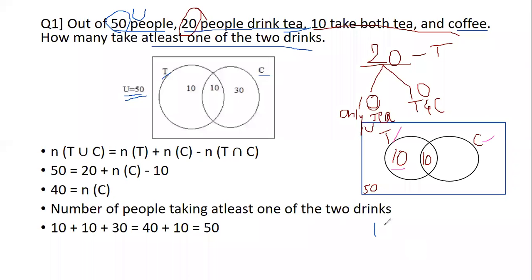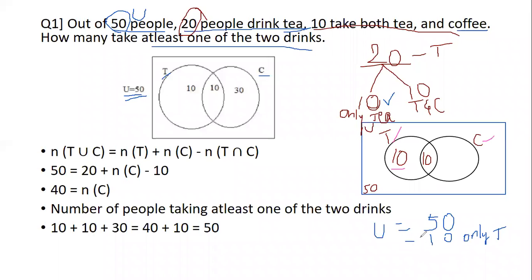Okay, universal set is 50. Bindu, it is 50, not 59. We have 50. Out of this 50, only tea drinkers are 10. Okay, so I will minus the 10. Only tea drinkers. So only tea.